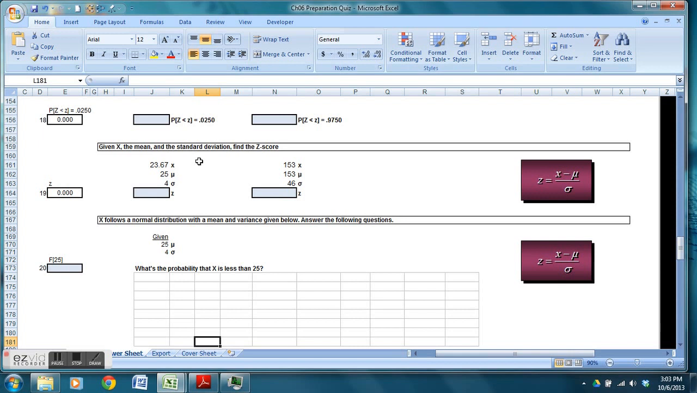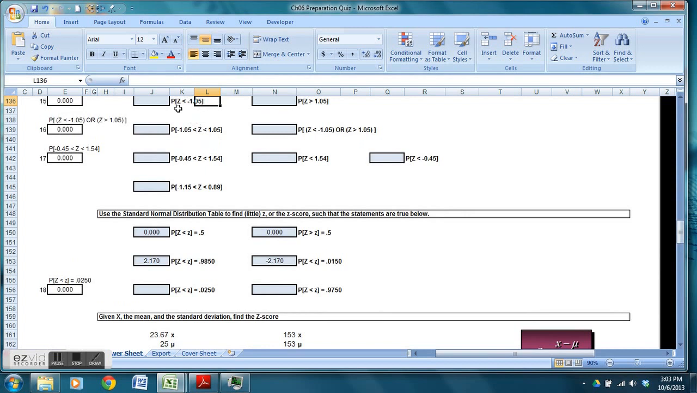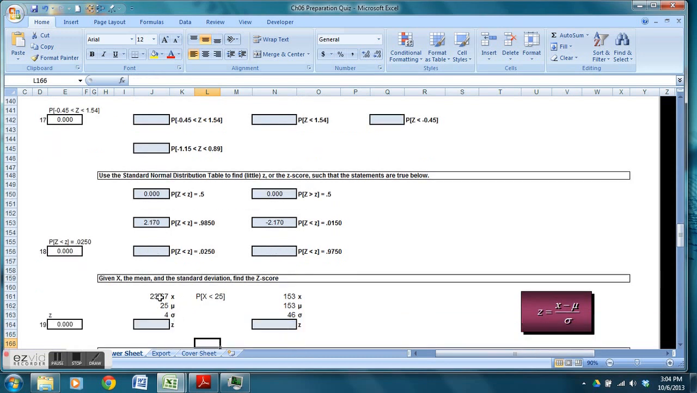Given x, the mean, and the standard deviation, find the z-score. So basically, up here, we are finding the probabilities associated with a standard normal variable being less than a certain z-score. Like in this case, the z-score is negative 1.05. Later on, in the next section, we're going to be finding the probabilities that x is going to be less than some number, like 25 for an example, and x will follow not a standard normal distribution, but just a normal distribution with its own mean and its own variance.